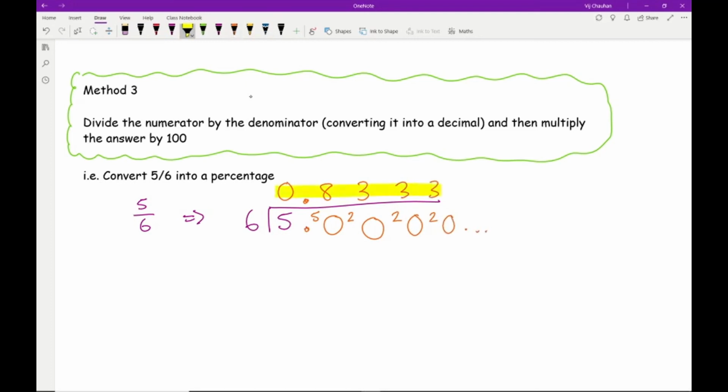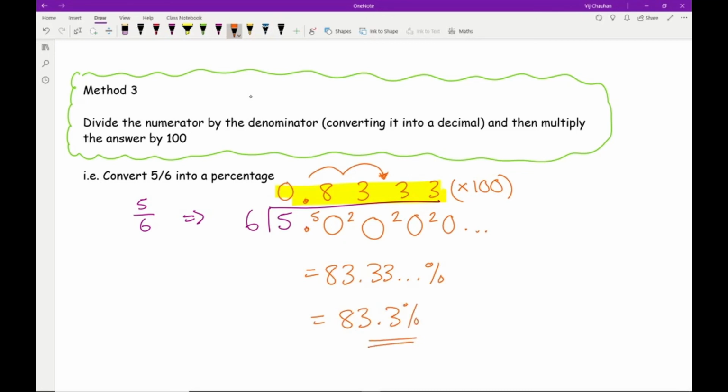And then once I've got 0.833, I'm going to multiply this number by 100. Now to multiply a number by 100, all I need to do is move the decimal point 2 places. So what that then becomes is 83.33%, and rounding this number, I get 83.3%, and that there is my answer.